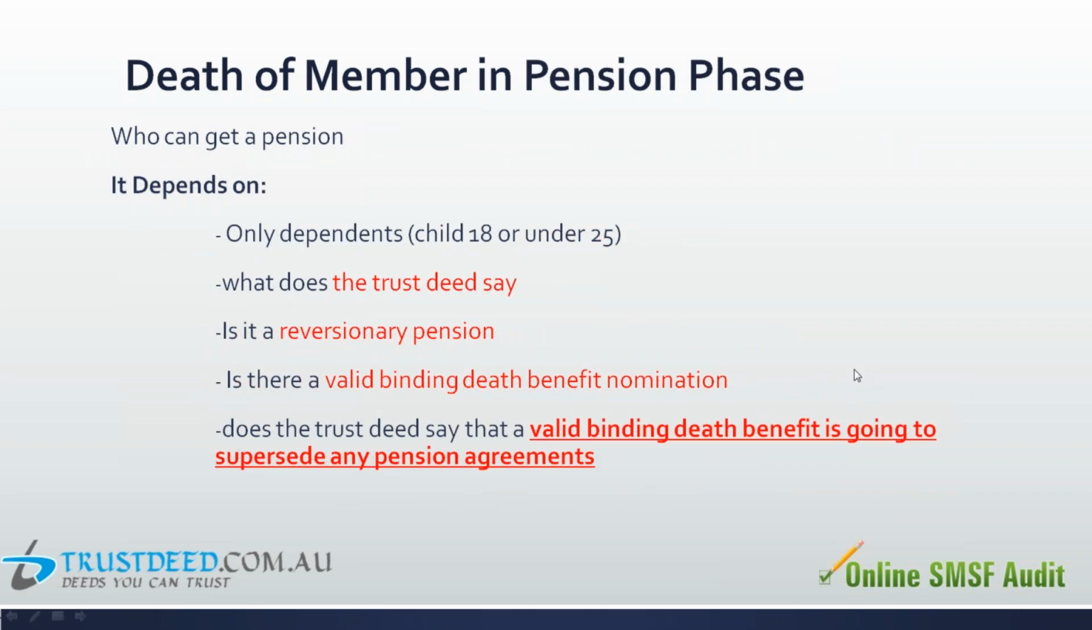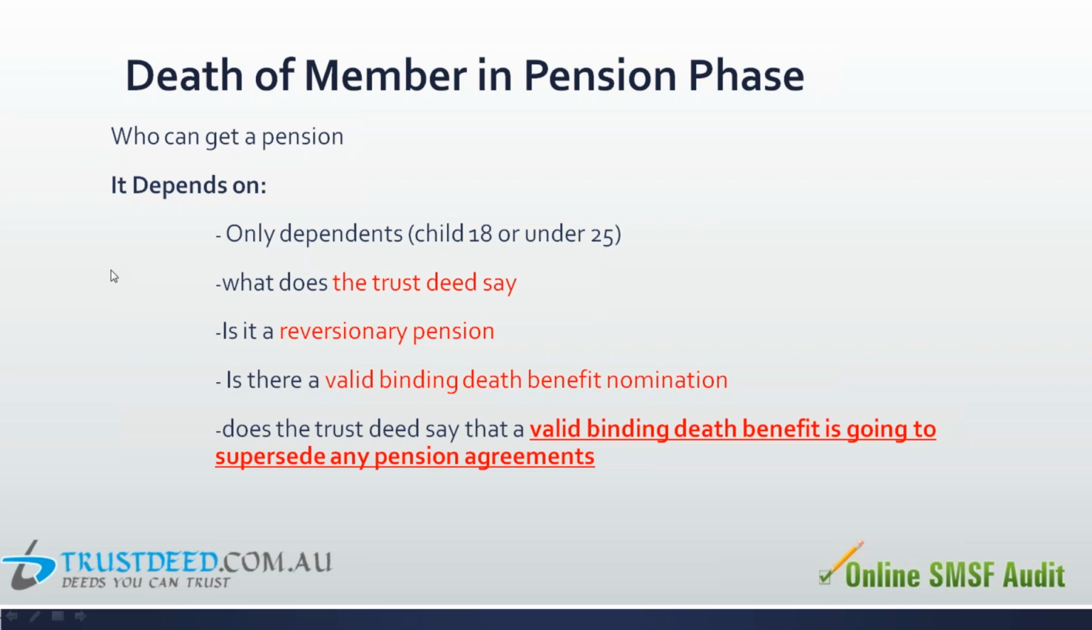Now, when a member dies in pension phase, again, who should get the pension? We have to make sure that the pension can only be paid to a dependent. A non-dependent cannot be paid, so children over 18 and children over 25, if they are not financially dependent, cannot be paid a pension.